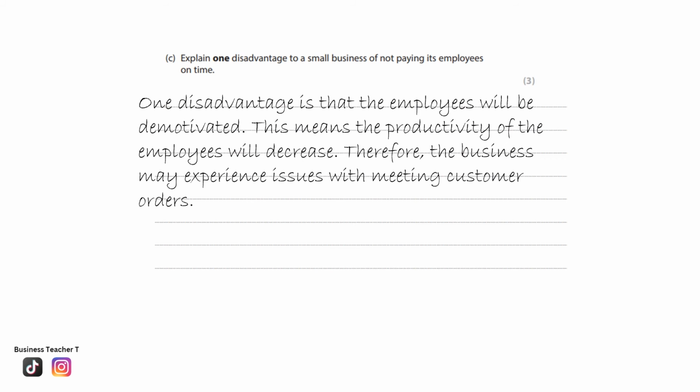Explain one disadvantage to a small business of not paying its employees on time. One disadvantage is that the employees will be demotivated. This means the productivity of the employees will decrease. Therefore, the business may experience issues with meeting customer orders.